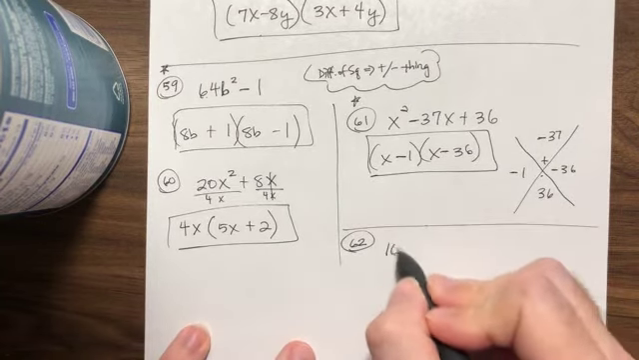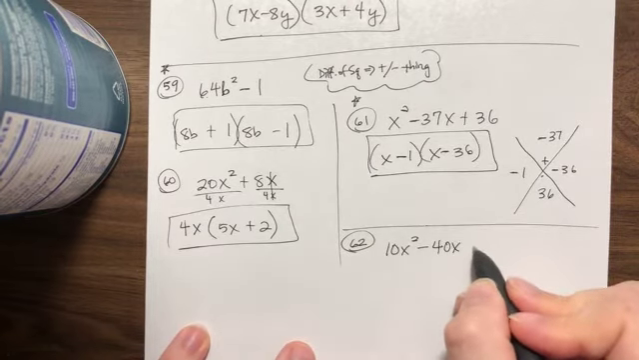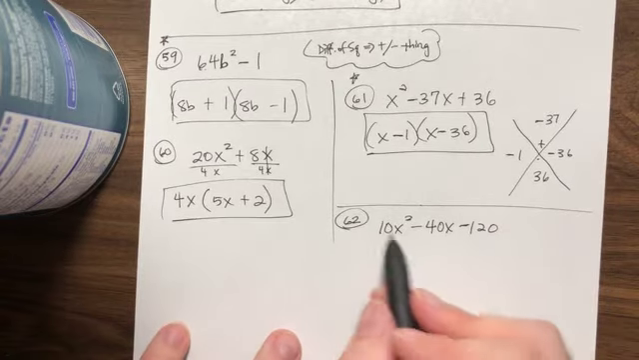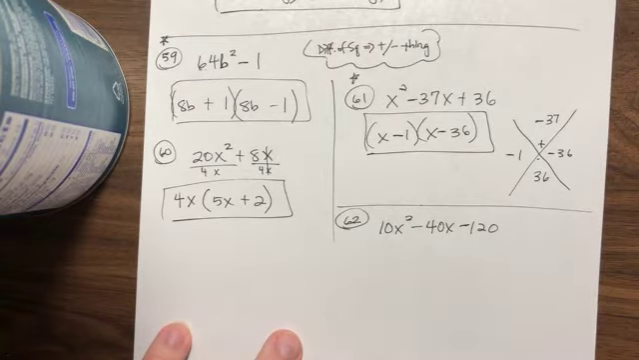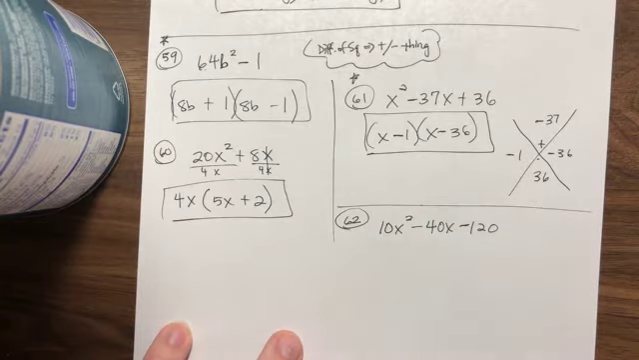All right, 62, we have 10x squared minus 40x minus 120. Now here's a problem that has GCF first. You don't have to worry about this one. I didn't do that to you on the final. Let's see, making sure. Yeah, they're all just regular x squared problems, trinomials. And so there wouldn't be a number in front of any of them. So you don't even have to know snowflake for the final exam.